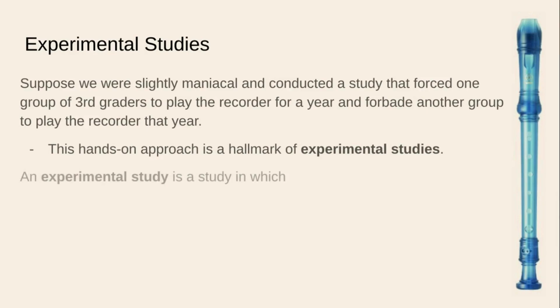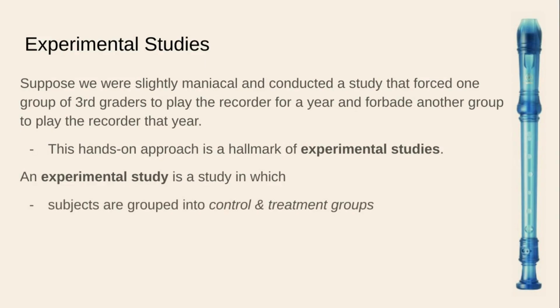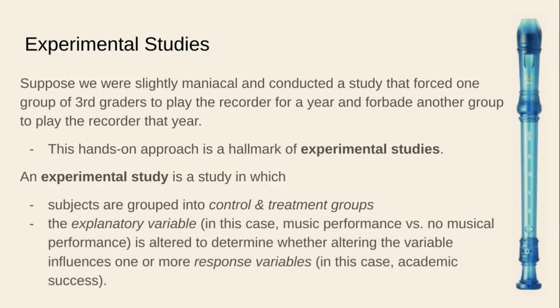An experimental study is a study in which subjects are grouped into control and treatment groups. We will talk very in depth about those. And we have an explanatory variable, in this case, music performance versus no music performance, that is altered to determine whether altering the variable influences one or more response variables, in this case, academic success. So, as you can see from that description, an experimental study can do something that an observational study cannot.